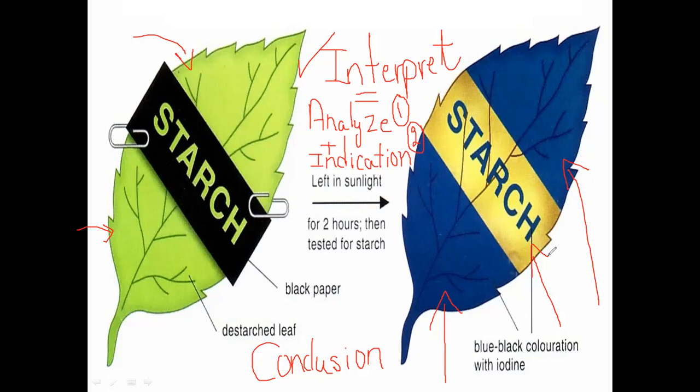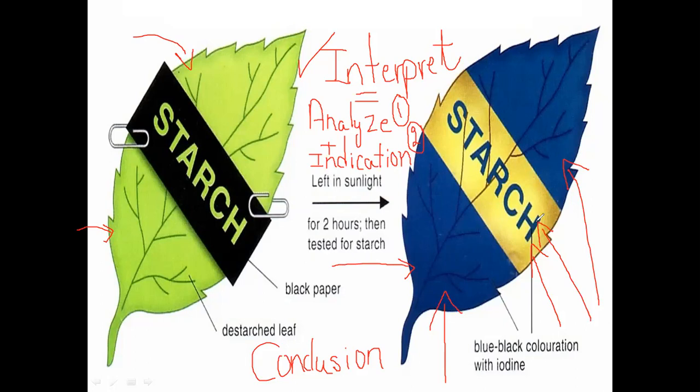Indication. What does this indicate? If we have dark blue color, this indicates that starch is produced in the part that was exposed to the sunlight. However, no starch was obtained or produced in the part that was covered by the black paper.